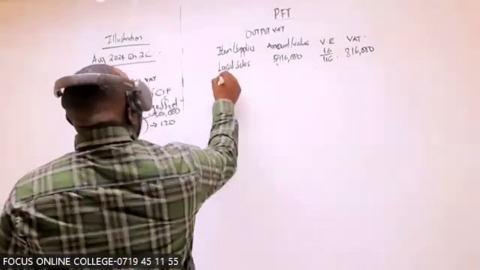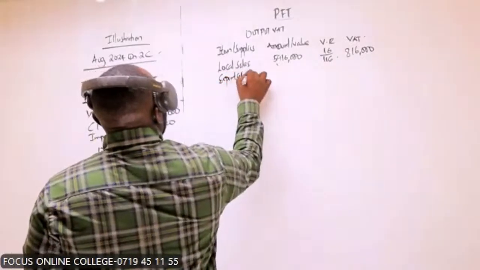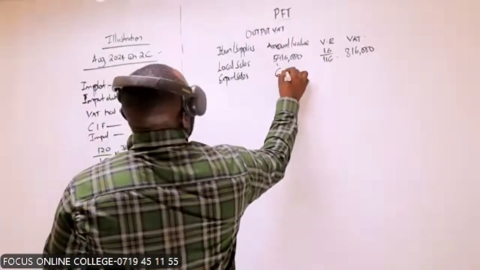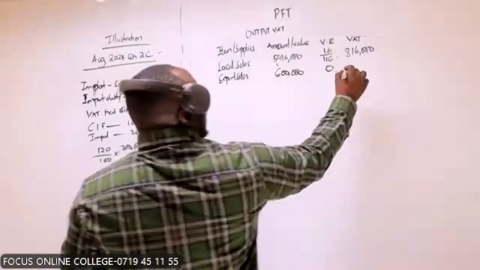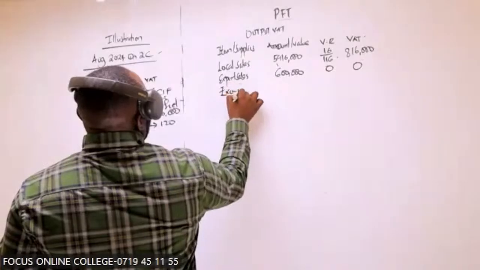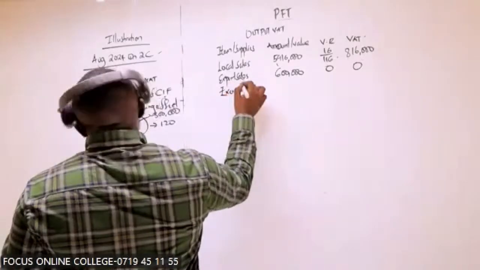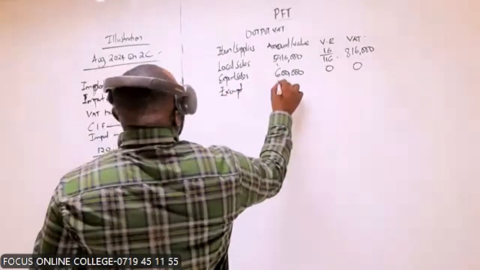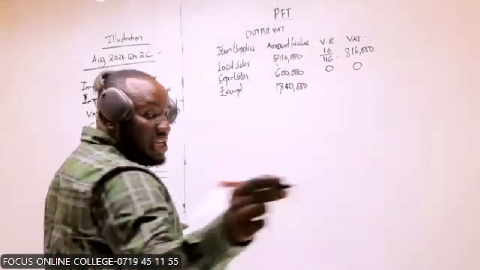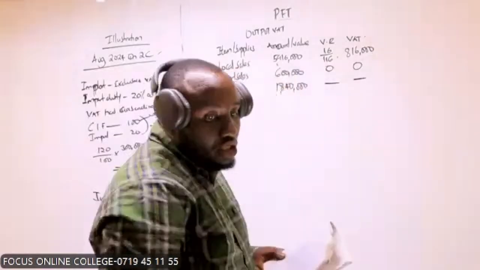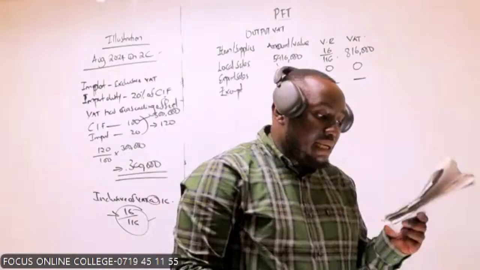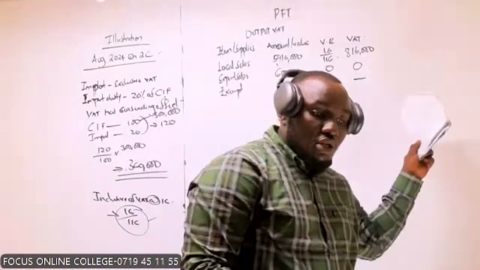Export sales will be 600,000 times 0. You must write 0 and 0. Exempt is not included. There will be no marks for this, but put it there. Remember, exempt is not included, so that's a dash. Sometimes exams become technical, so when you write those things, you get marks.